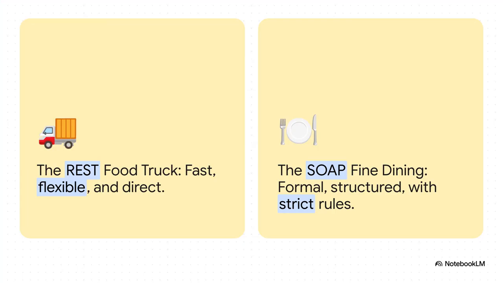So on one side, you have the REST food truck. It is all about speed, flexibility, and getting exactly what you want with zero fuss. And on the other side, you've got the SOAP fine dining experience. It's formal, it's highly structured, and it operates under a very, very strict set of rules. Let's break down what that actually means in practice.